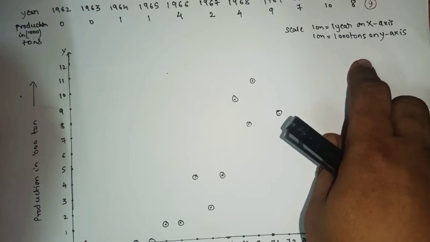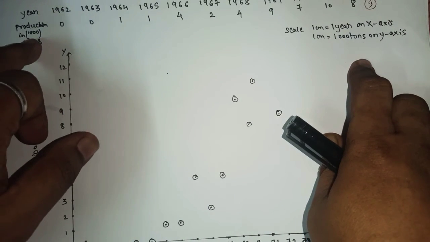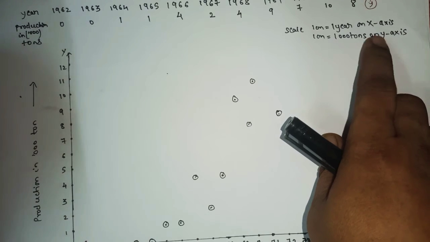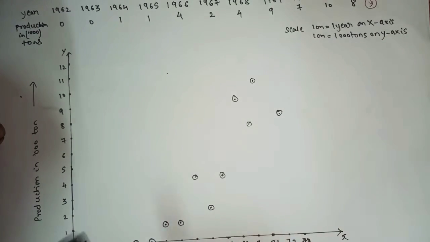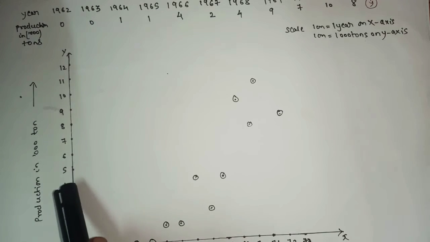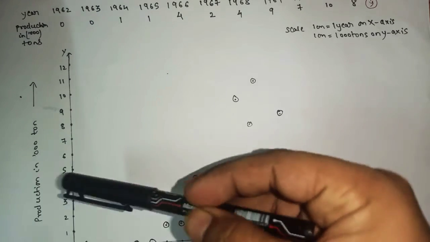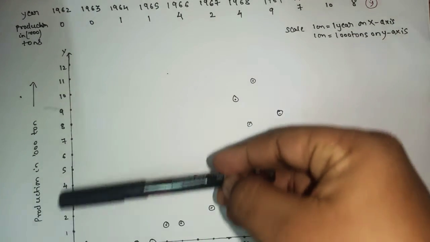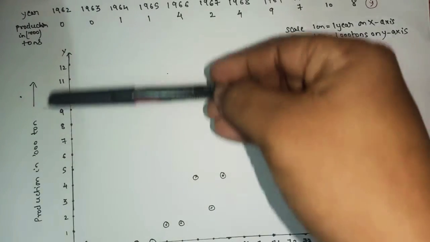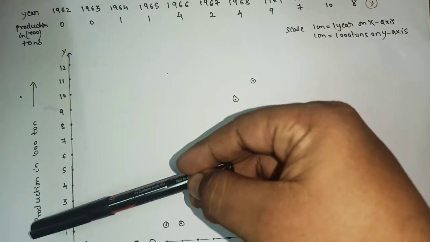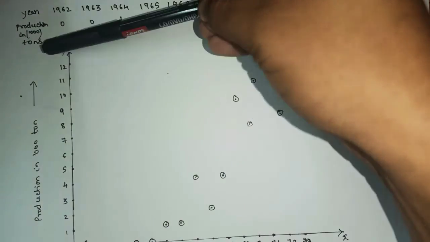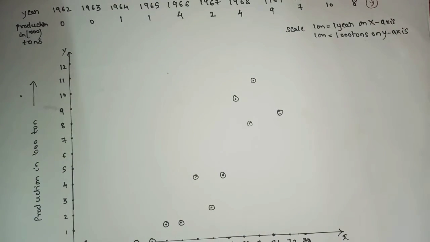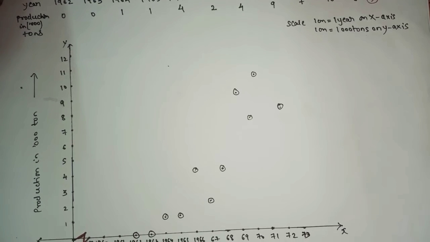So remember, whatever units are given for the production, that you will write. So 1 centimeter equals 1000 tons on the y-axis. This is 1000, 2000, 3000, 4000, like that. Instead of writing 1000, 2000, I wrote the single digit, and here you write production in 1000 tons.